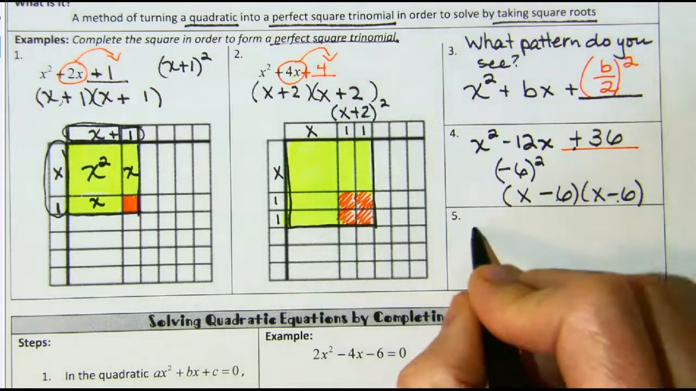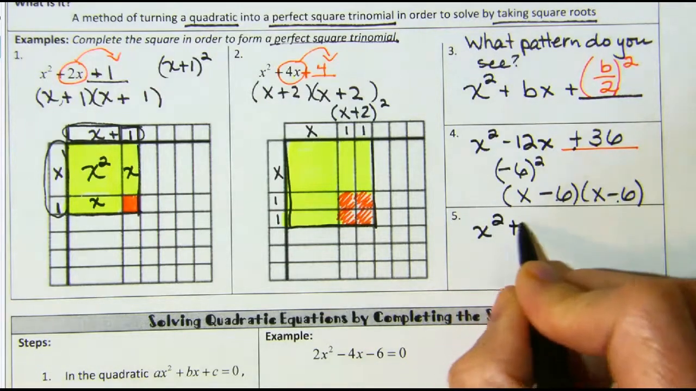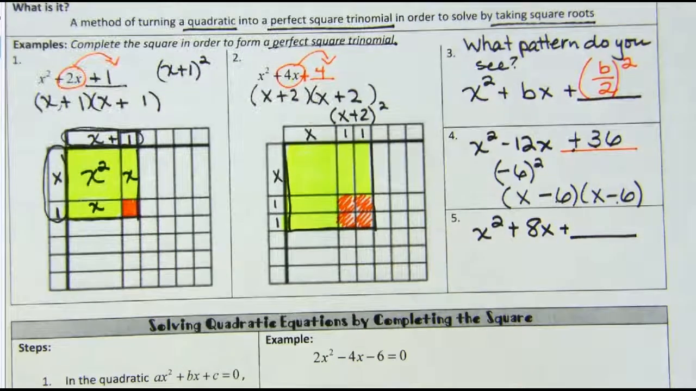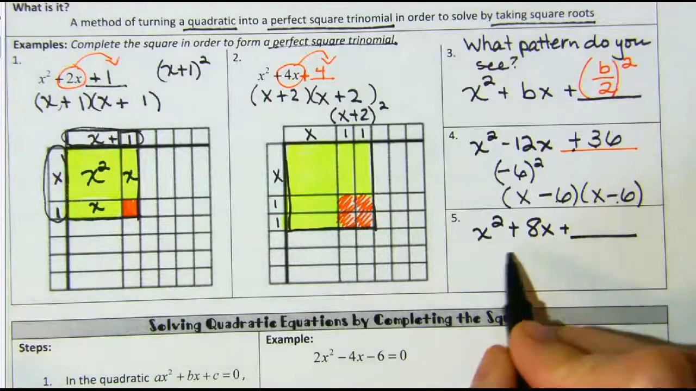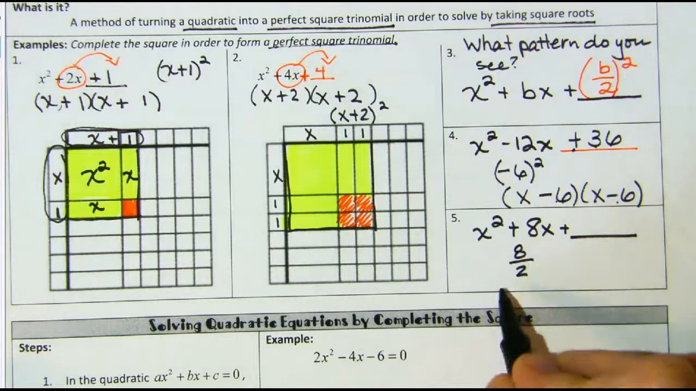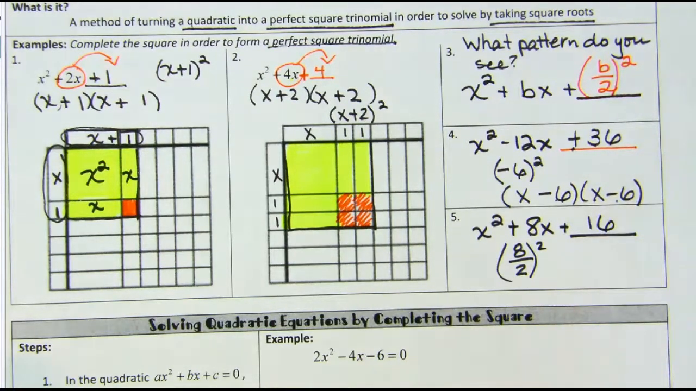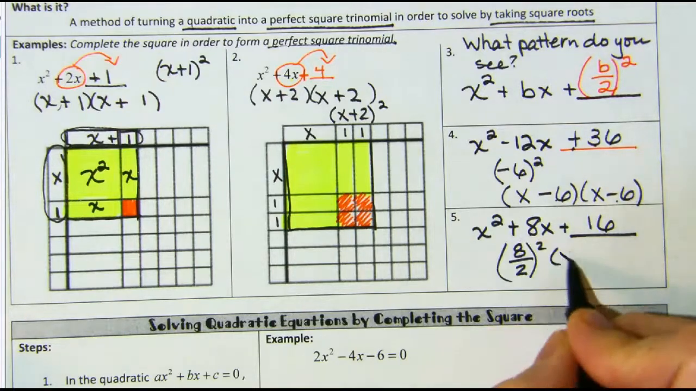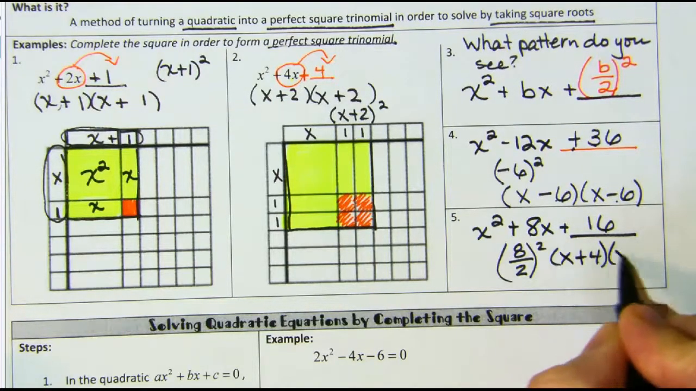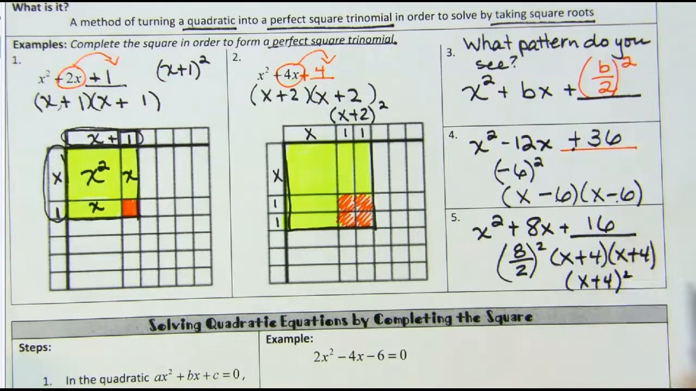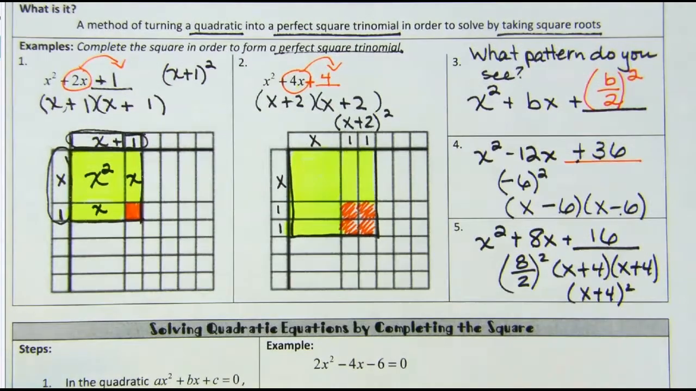Okay, let's try another one. x squared plus 8x plus something. So the rule is take half of 8, that's 4. 4 squared is 16. So x plus 4 times x plus 4, and then we can condense it to x plus 4 squared.